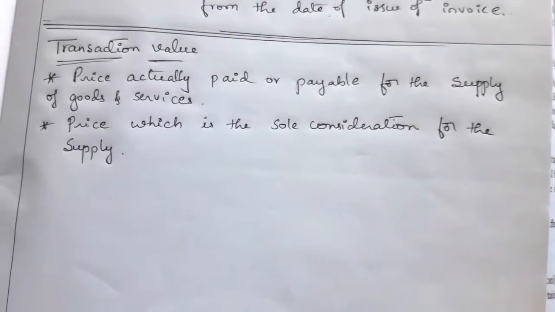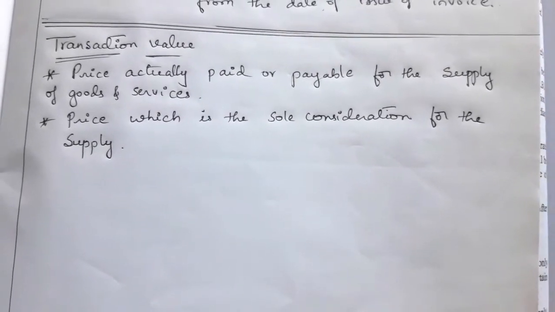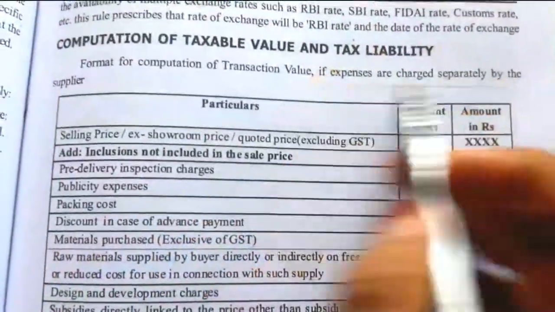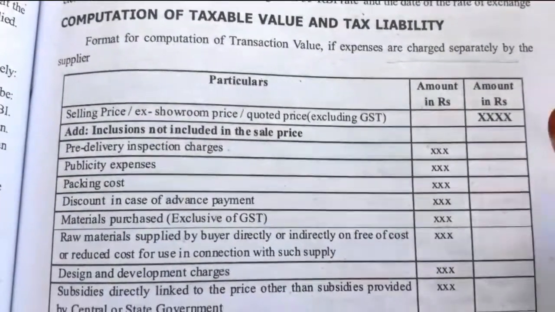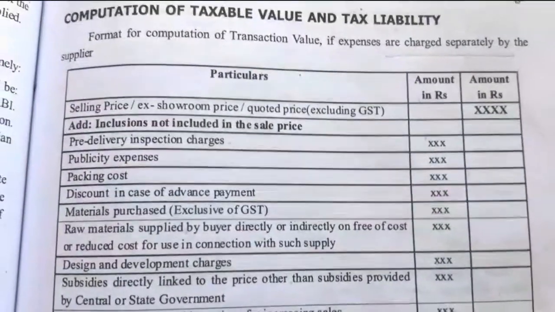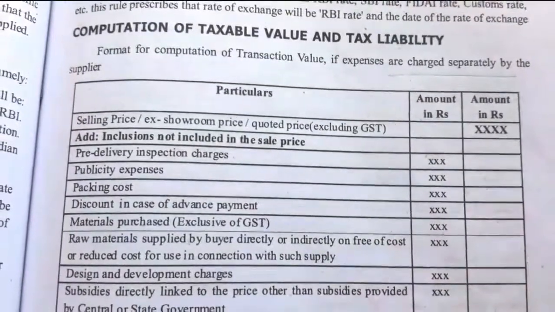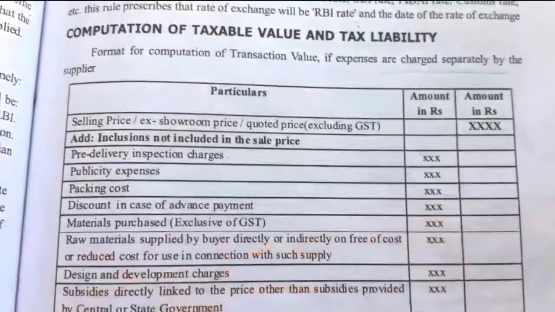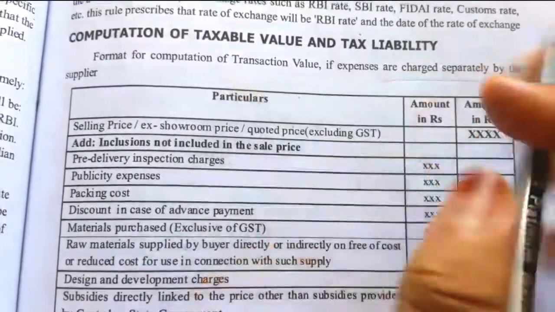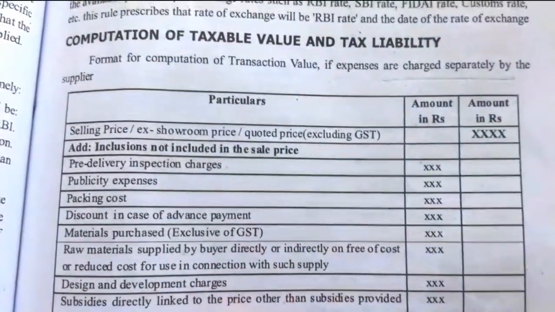Now we'll see how the transaction value of goods and services will be calculated. There is one format for computing the taxable value. The transaction value is nothing but the taxable value. On that value the tax will be calculated. So we'll see what this format is for computing the taxable value or transaction value. Here we have the format that shows the transaction value.